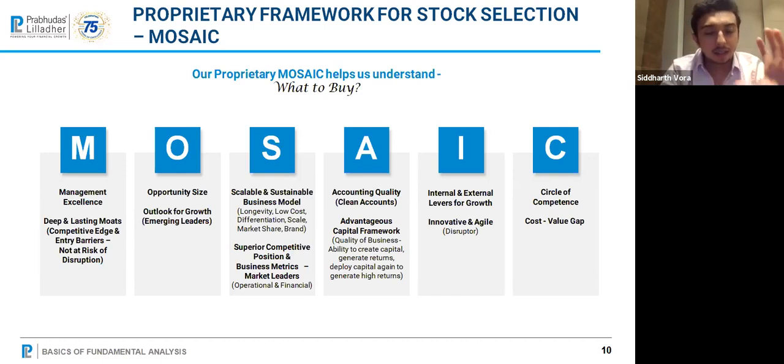So guys, this is a brief overview of the MOSAIC framework. I hope it helps you all and you all can use it in your investing decisions. Be disciplined, focus on this, and I'm going to take you all through some other things.